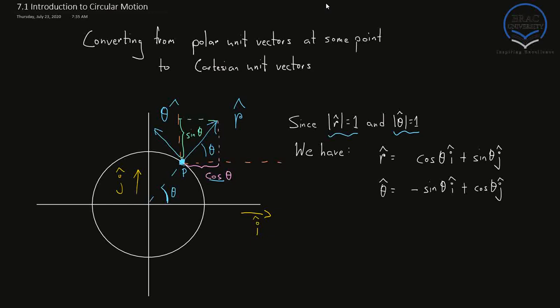And because mod r equals 1, we finally get r hat equals cos theta i hat plus sin theta j hat. And by a very similar argument, you can show that theta hat equals minus sin theta i hat plus cos theta j hat. You might find this formula very useful later on.